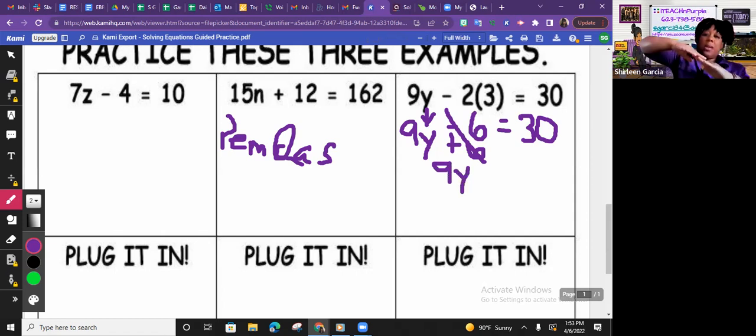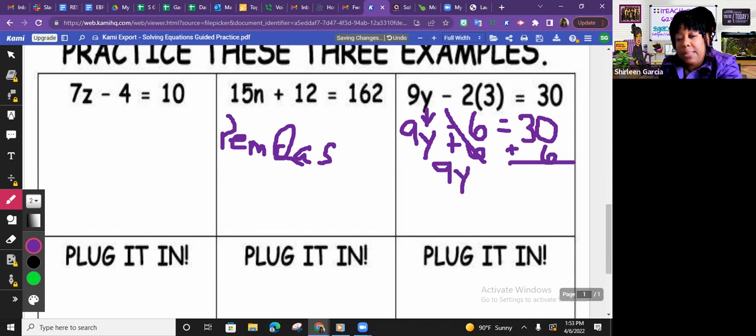But it's unbalanced because I only did one thing to one side. So what I did to one side, I have to do it to this side. I added 6 on this side of the equal sign. I have to add 6 to this side. 30 plus 6 is 36. We're getting smaller, but that variable is not isolated, so we have to do something else.